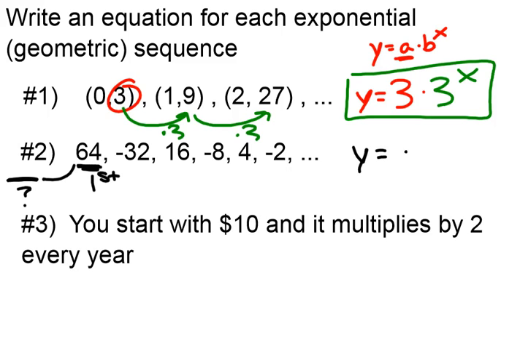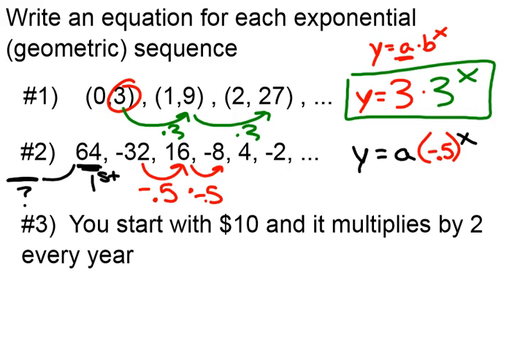Let's figure out what we're multiplying by each time. A times b to the x. So what's our b? What are we multiplying by every time? Let's just start in the middle somewhere. What do you have to multiply negative 32 by to get 16? It's definitely going to be a negative because it changed from negative to positive. And I think it's going to be 0.5, or like a half. Let's see if it holds. So 16 times negative 0.5 is again the right thing. So it looks like our b value is negative 0.5. That's kind of a weird b value.